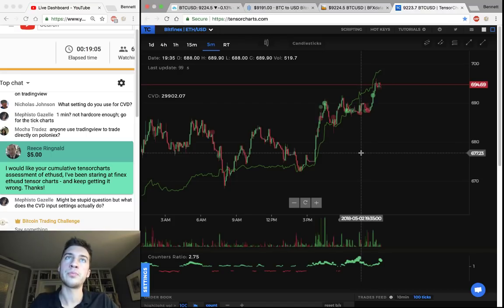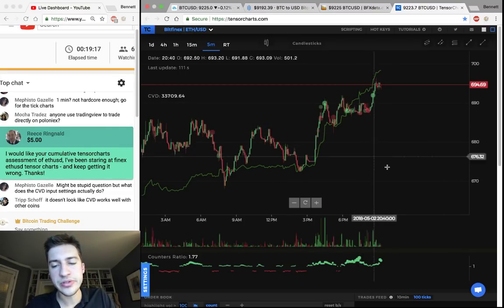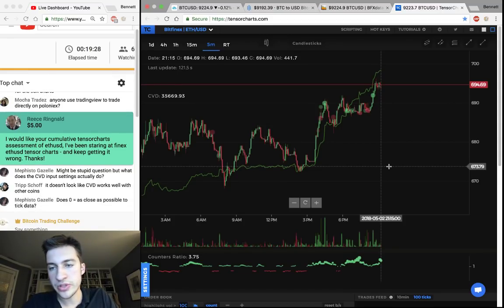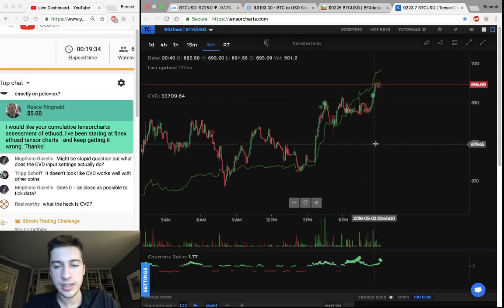Well, it's going to work well on Bitcoin because Bitcoin's the leading coin, and many other coins are just going to follow Bitcoin's movements, more or less. I know Bitcoin Cash did not today, but like what Trip said, I'm going to use CVD just for BTCUSD. Not going to really want to use it for FUSD, BCH USD, and other types of coins, because Bitcoin's just going to dominate all over these other coins. Yes, 0 is as close as possible to tick data.